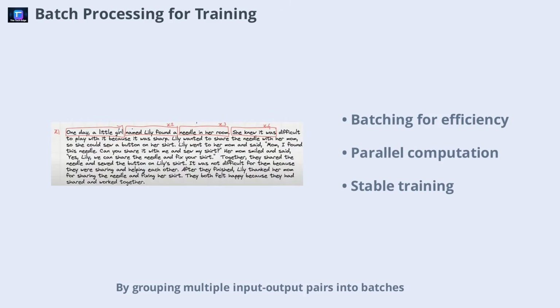Batch processing is essential for efficient model training. By grouping multiple input-output pairs into batches, we can leverage parallel computation and optimize memory usage. Each batch contains several sequences, and the model processes them simultaneously. This not only speeds up training, but also stabilizes the learning process by averaging gradients across multiple samples. The batching strategy is a cornerstone of modern deep learning workflows.